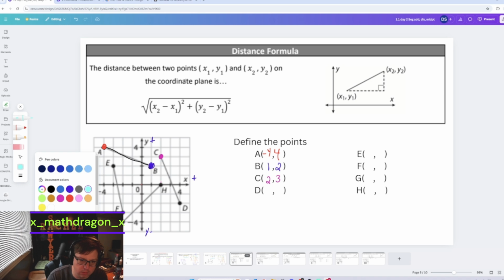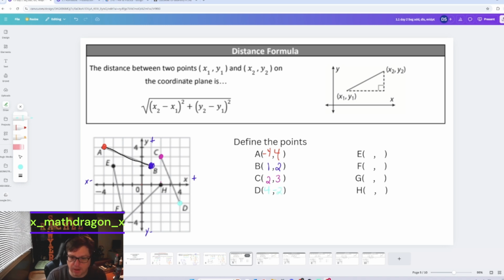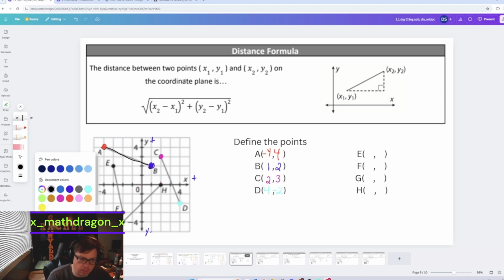Let's go 1, 2, 3, 4 to the right. So that's still positive, but we're going to go down 2 units. So that's going to be a negative 2. Okay. And for the rest of them, I'm going to do in black. So give them a shot. See what you can come up with for these answers.